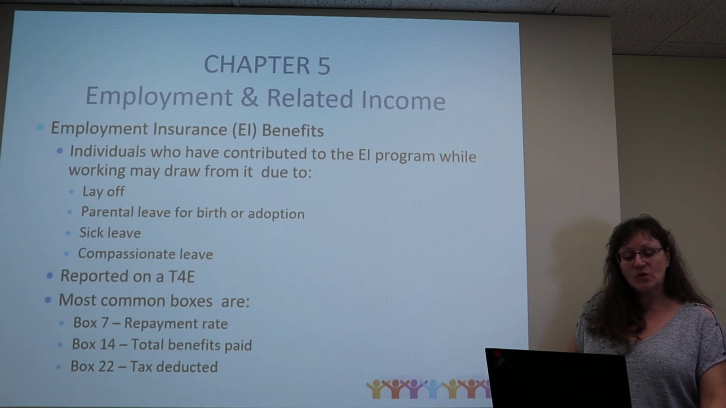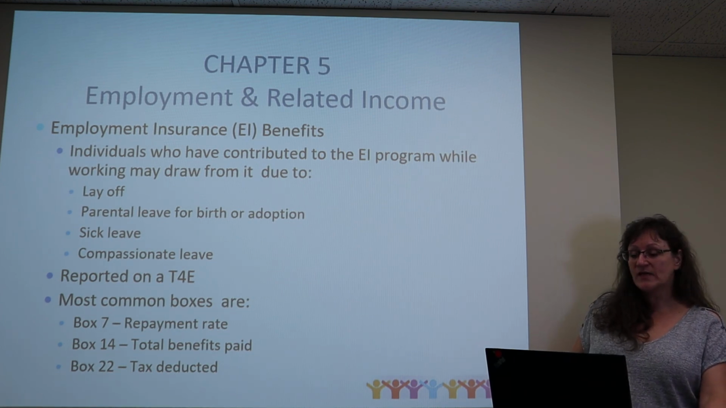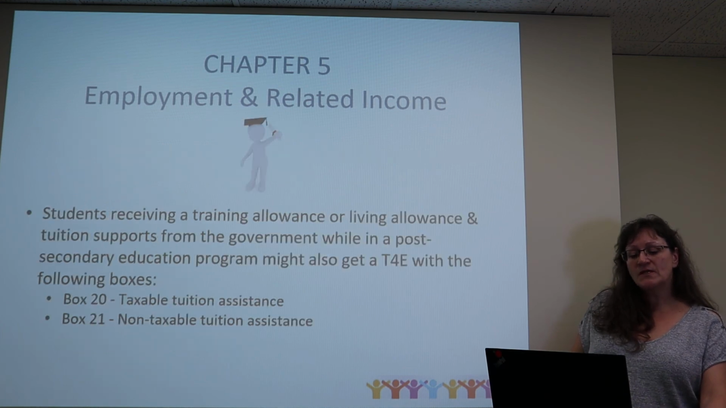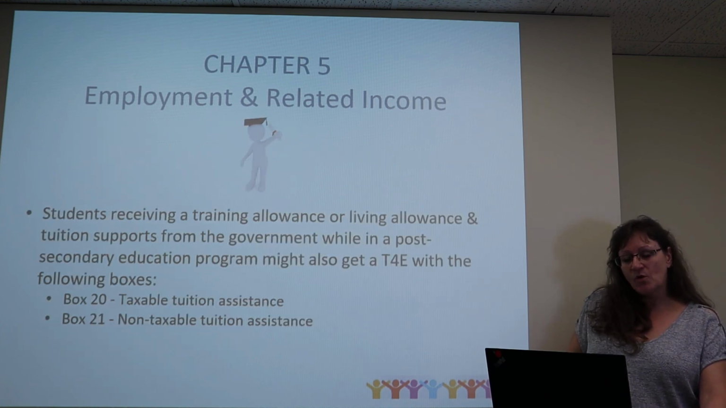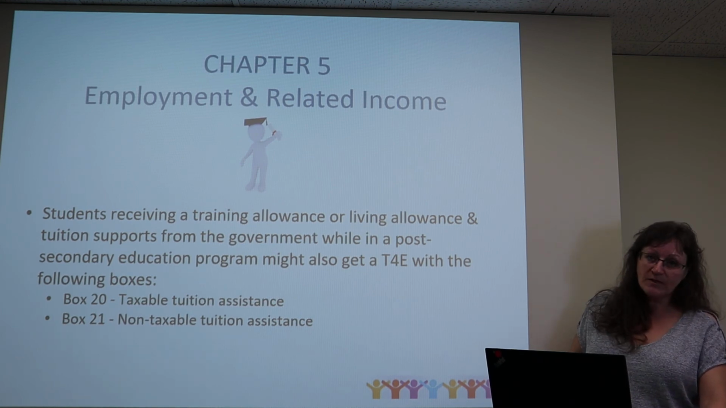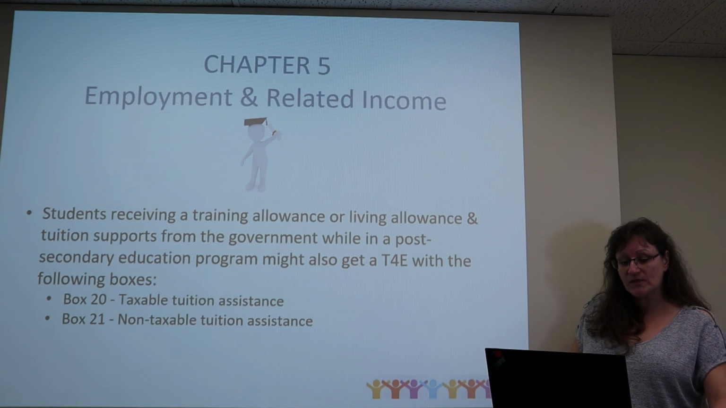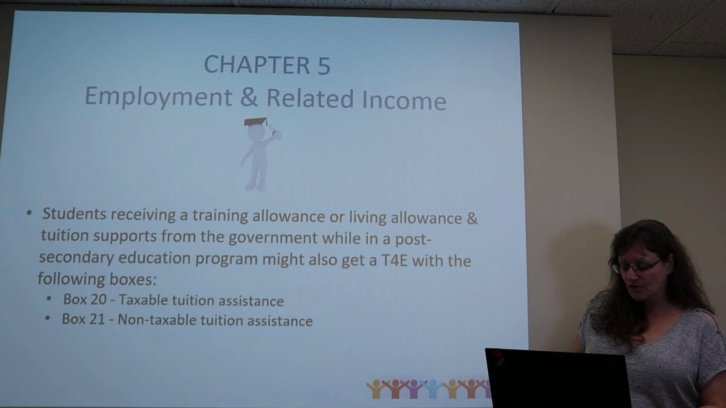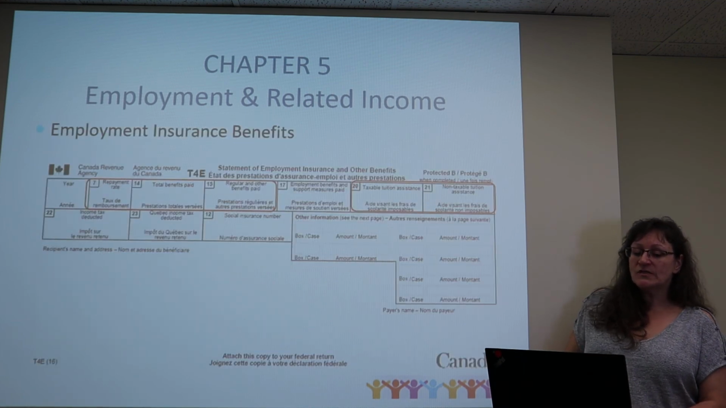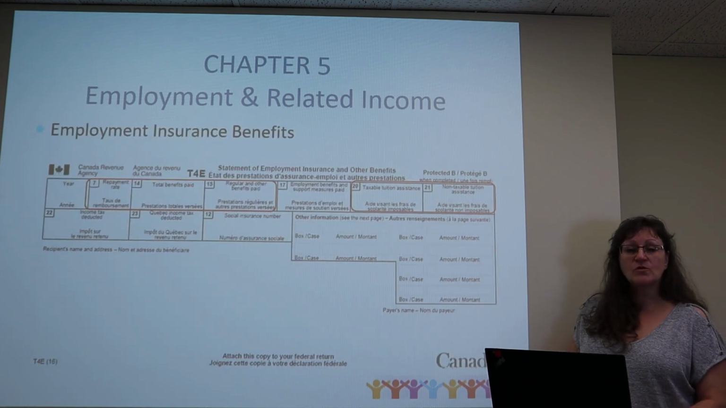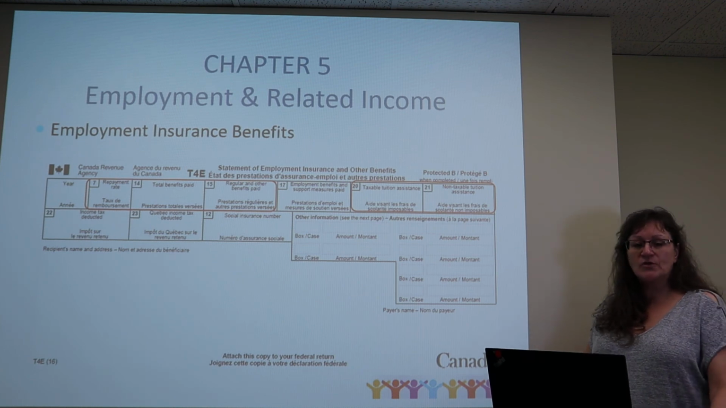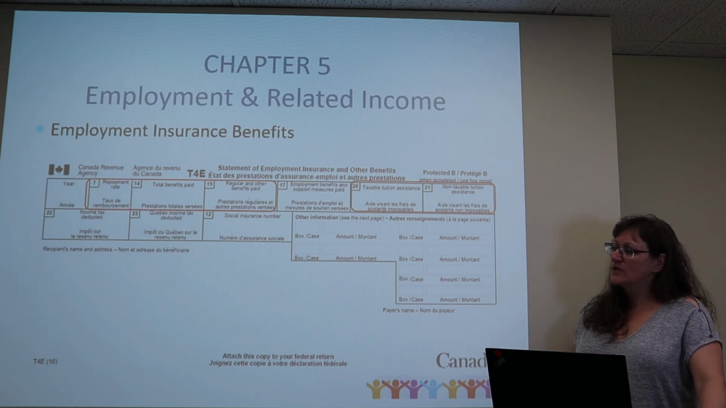So box 14 is the total benefits paid. Box 22 is tax deducted. But then in some cases we will also see students who are receiving a training allowance or a living allowance and tuition supports from the government in order to attend a post-secondary education program. So they may have a T4E with amounts shown in box 20, taxable tuition assistance, or box 21, which is non-taxable tuition assistance. So the sections on this T4E are the ones that are most commonly going to be seen on the returns that we are filling out or on the slips that clients bring us.